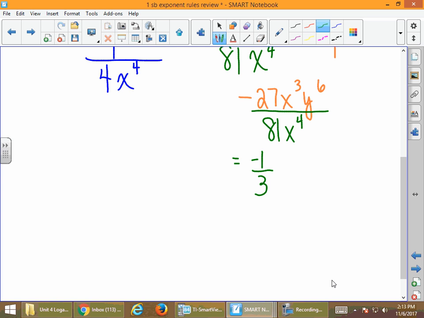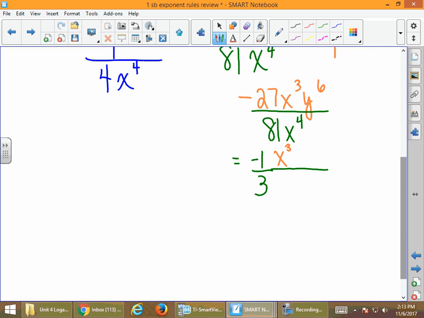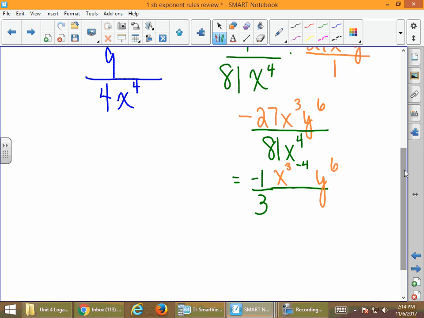But we also need to simplify the x's. And for me, I'm just going to say that this is going to be x cubed, x to the 3, minus 4. We're dividing the x's here. And then we still have this y to the 6th up on top. So we're almost done with this problem, but we need to simplify on that x. We can't do anything else to the numbers. The negative 1/3, it's done. And the y to the 6th is actually done as well, because it has a positive exponent.